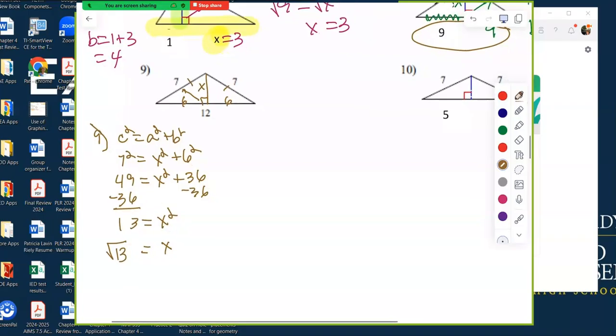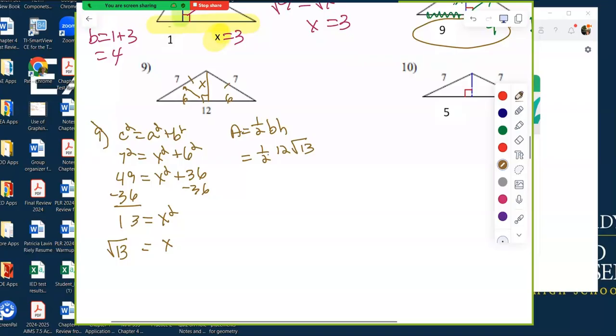Okay, now they really want us to figure out the area. Now we have all the components. Area is 1/2 base times height. So 1/2, the full base is the 12. The height we just calculated is the radical 13. This 2 in the denominator can go into this 12 in the numerator 6 times. My area equals 6 radical 13, and I am done with another problem.